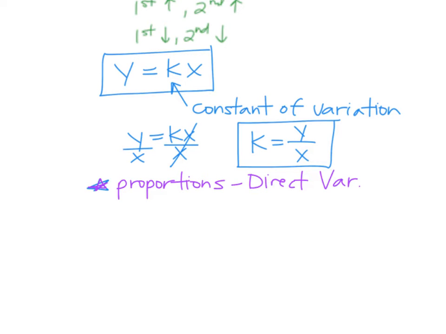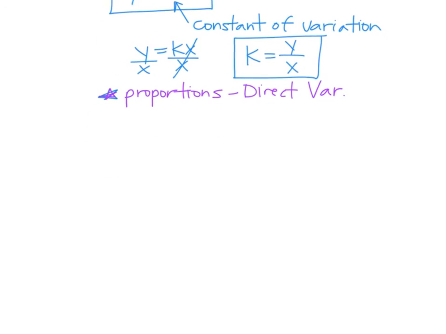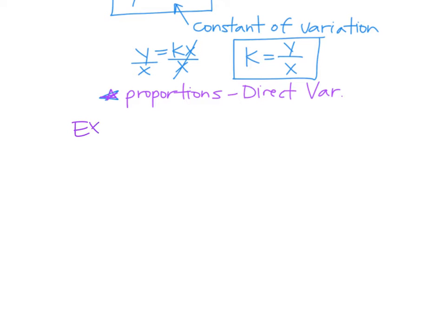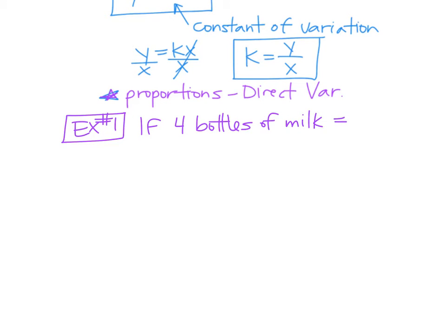Okay. So let me give you an example of what direct variation will look like here. Example 1. Let's say we say this. If 4 bottles of milk cost $4, how many can we buy for $8? Okay, now a lot of you can just do that in your head, but I'm going to use that simple setup to show you how you can actually set this up.